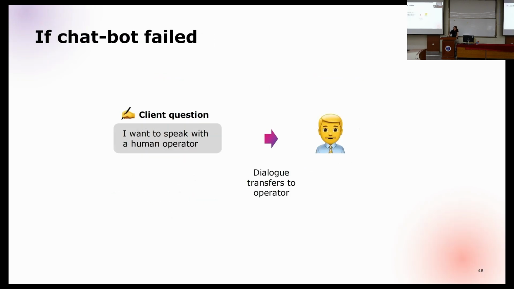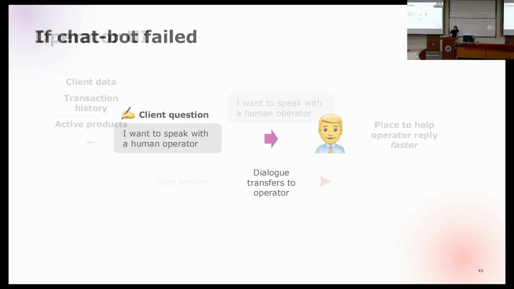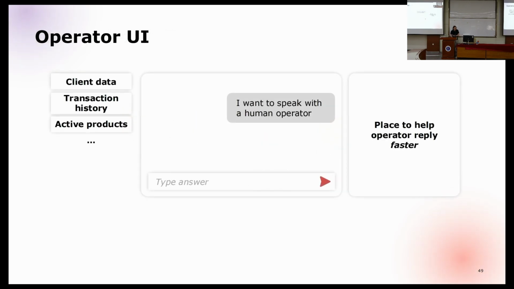Okay, let's return to our customer journey. Imagine our dialogue system fails. We fail to answer the client. At this moment, the dialogue transfers to an operator, to a human, and the operator has some UI. Via this UI, the operator communicates with the client. There is some place where the operator can type his answer. There are some buttons, for example, viewing client data, viewing transaction history, active products, etc. And of course, in this UI, there is a place where we can try to put some models to help the operator reply faster.